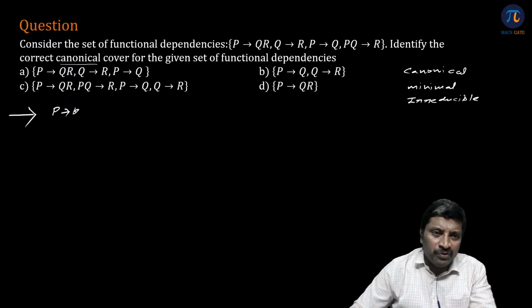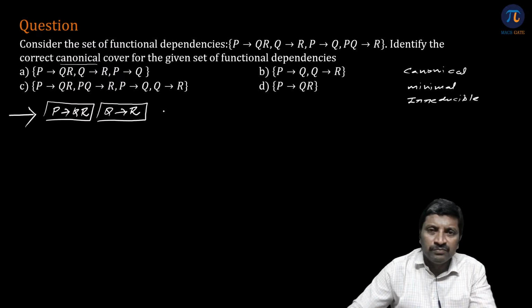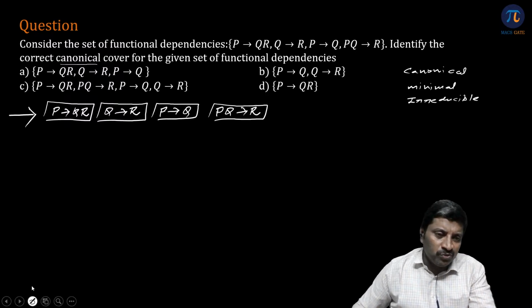So the given FDs are: P goes to QR, Q goes to R, P goes to Q, then PQ goes to R. So what is the first step we need to do, sir?